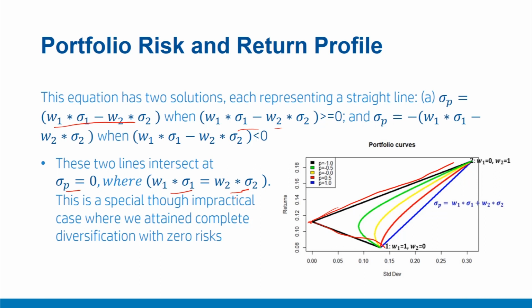Now this is a very special but impractical case where you have attained complete diversification with zero risk. Such cases of negative correlation are rarely observed and are okay from a theoretical point of view, but not observed practically. However, if we assume them to be true in a theoretical sense, then there is a possible combination of weights W1 and W2 such that we obtain W1 sigma 1 equal to W2 sigma 2, and the risk of such a hypothetical portfolio becomes 0, or is neutralized. This is a special case where minimum risk sigma p equal to 0 is observed.